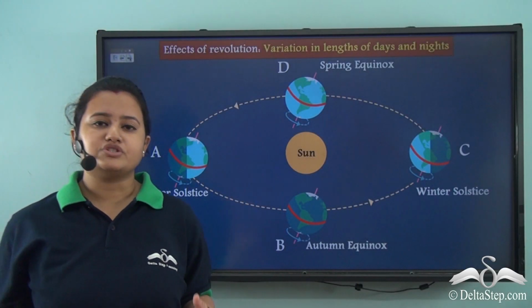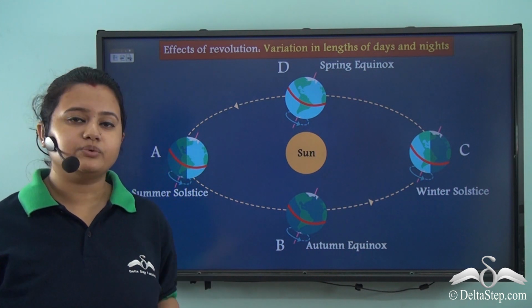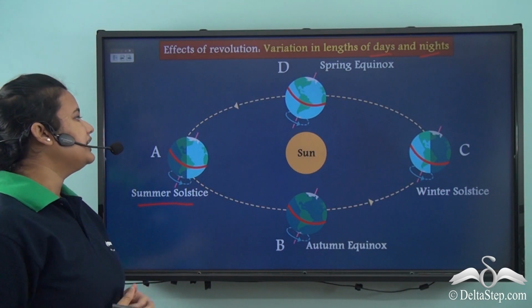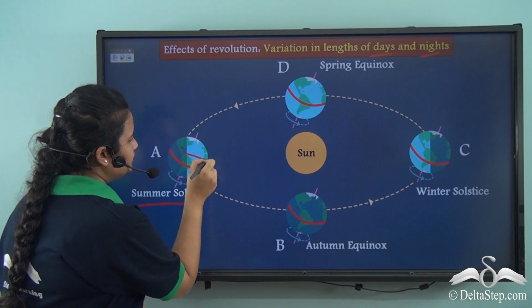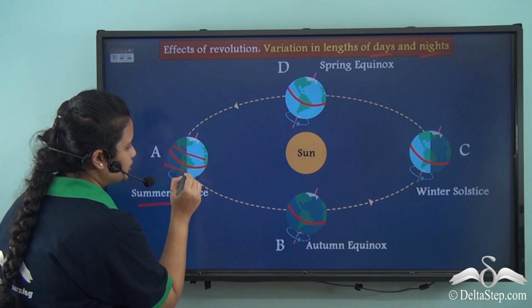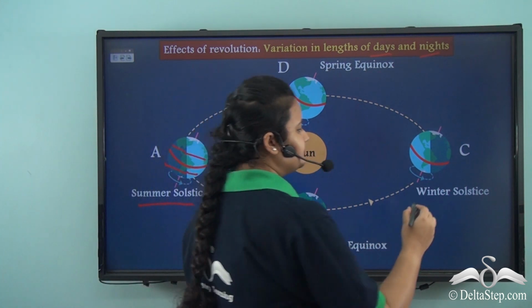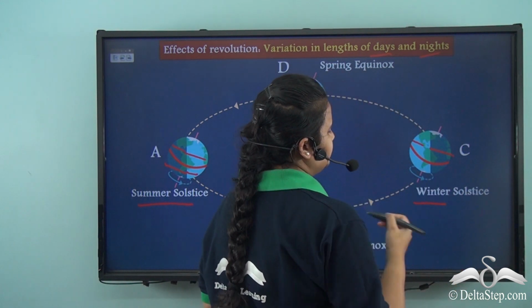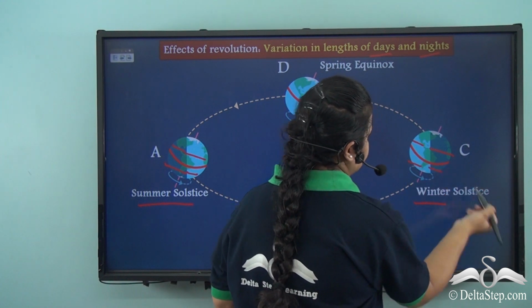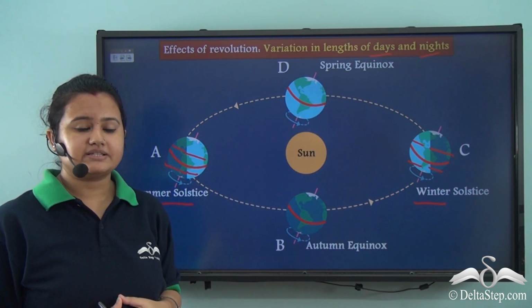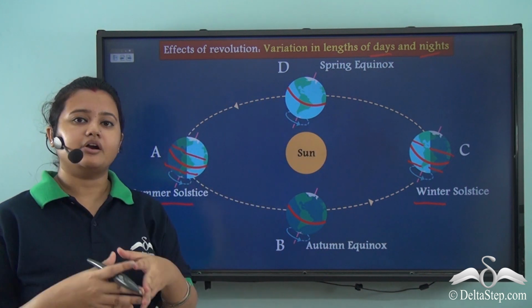Now not only the position of the midday sun but also the duration of days and nights vary due to Earth's revolution around the sun. That is, we know that during summer solstice, northern hemisphere experiences longer days and shorter nights, whereas southern hemisphere experiences longer nights and shorter days. On the contrary, during winter solstice, northern hemisphere experiences shorter days and longer nights, whereas southern hemisphere experiences longer days and shorter nights. So during summer solstice and winter solstice, the duration of day and night varies, and this happens due to the Earth's revolution around the sun.